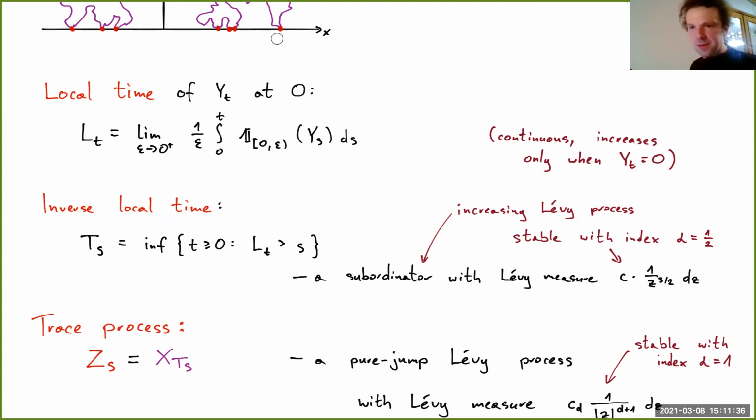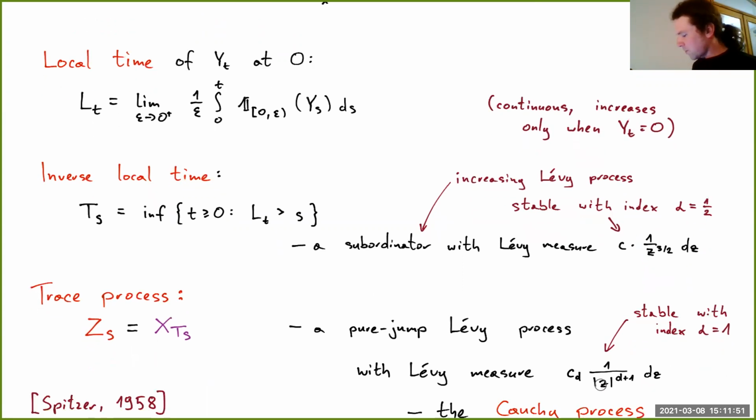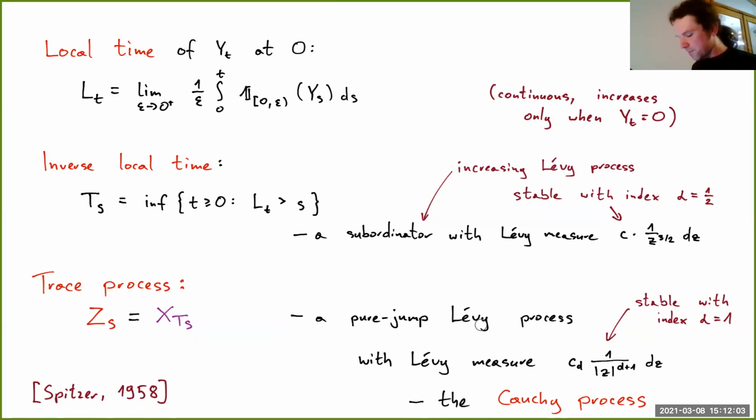And you can easily figure out what the corresponding Lévy measure is. This is the measure that tells you how many jumps of given size that process makes. And it turns out to be 1 over |z|^(d+1), which means that our process is a stable process with index of stability equal to 1. So it's a 1-stable process, or in other words, it's a so-called Cauchy process. And this was first observed by Spitzer in 1958, and it's by now also standard, and many extensions of that fact are known.